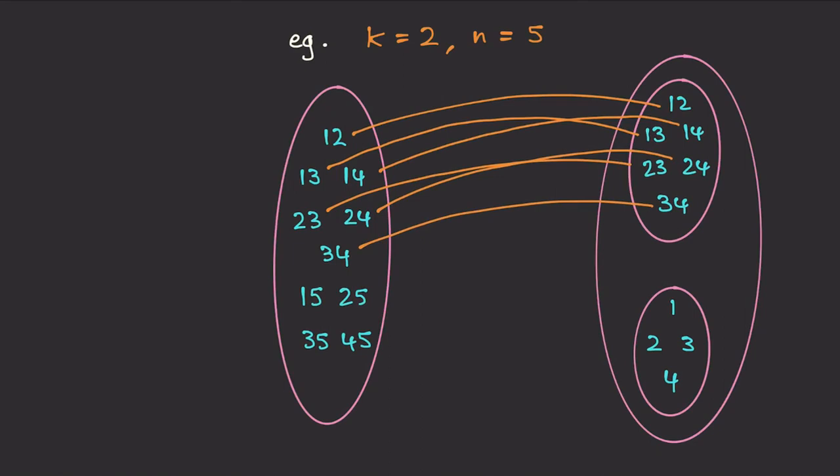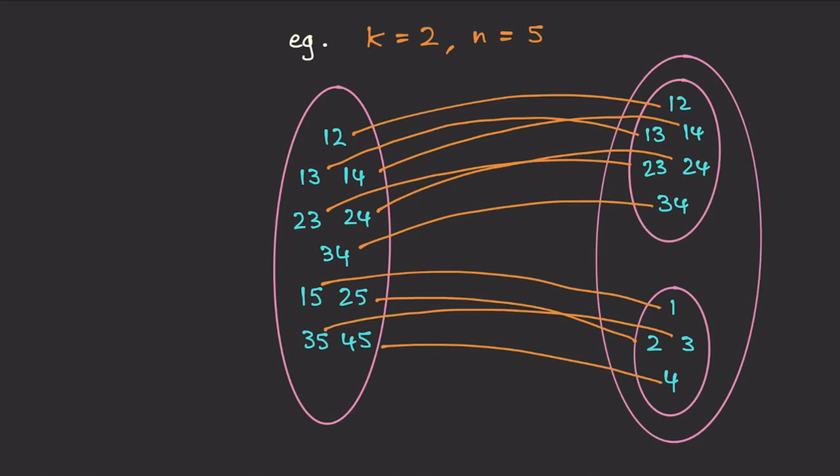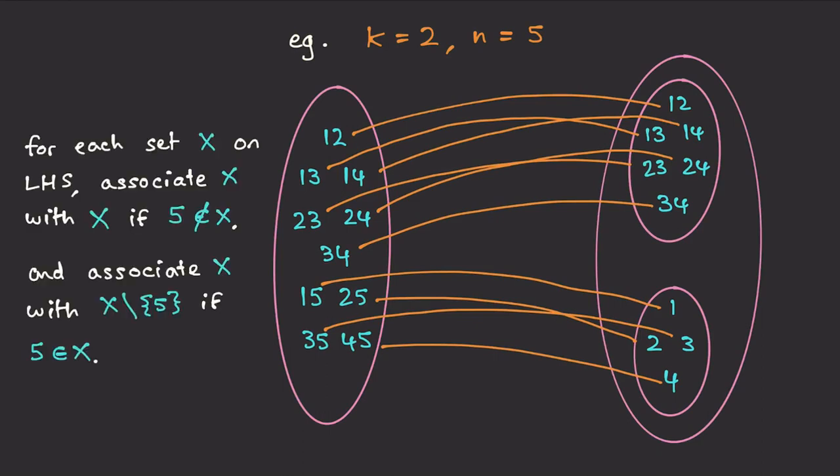This leaves us with 4 elements on each side to pair up. But there's also a reasonable way to do this. It makes sense to pair 1, 5 with 1, 2, 5 with 2, 3, 5 with 3, and 4, 5 with 4. Now, if you were asked to describe this rule in general, it wouldn't be too hard to work out what you're doing. For each set x on the left-hand side, you'll associate x with the set x itself if x does not contain 5, and you'll associate x with the set you get by removing 5 from x if x does contain 5.